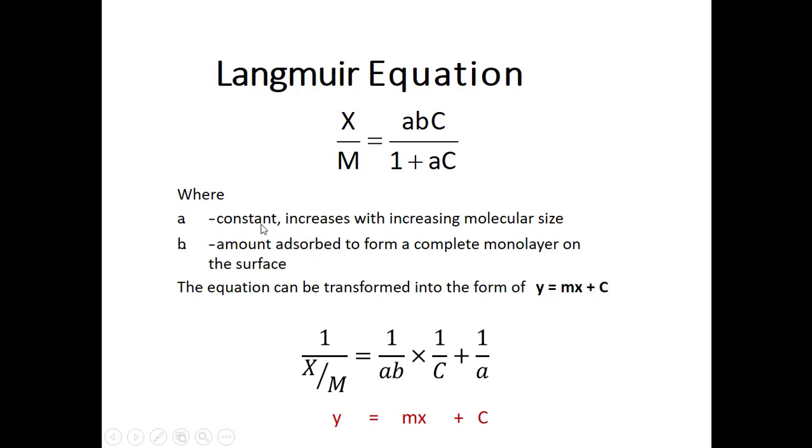A is a constant related to the molecular size of the adsorbate, and it increases with increasing molecular size, and b is the amount adsorbed to form a complete monolayer on the surface. So basically b is related to the monolayer adsorption. And the equation, of course, can be written as a linear equation, as we said just now.